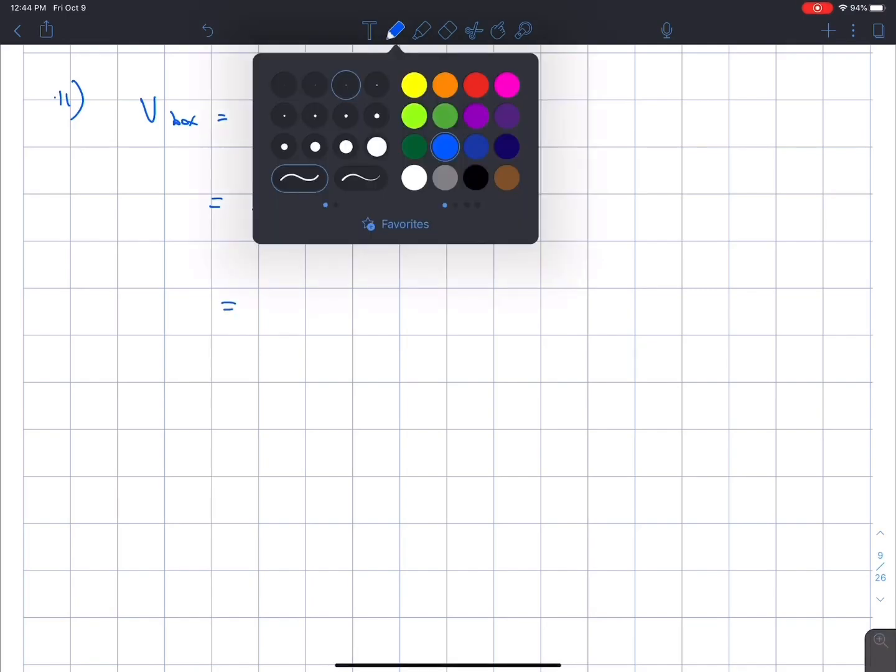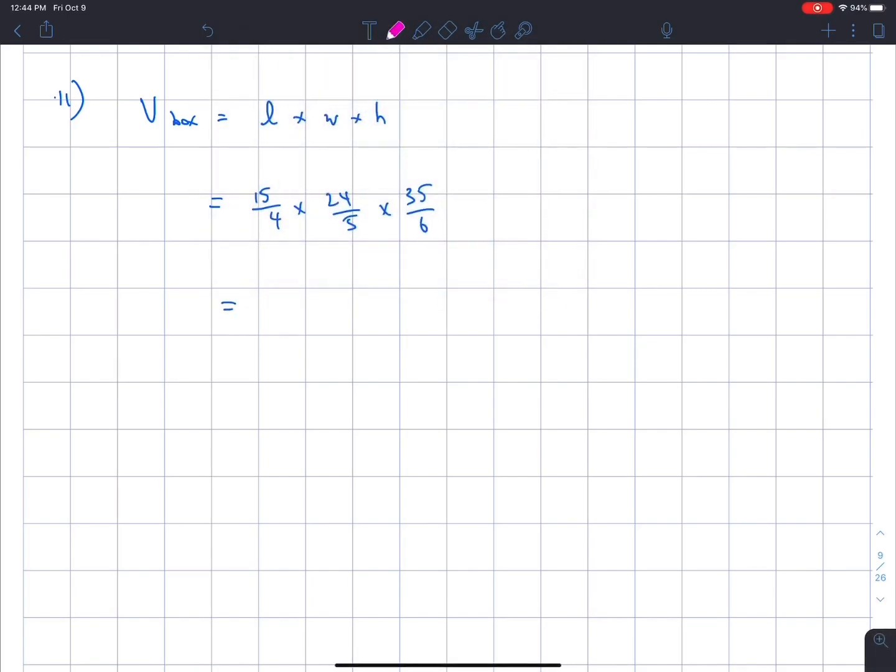I need to simplify before I multiply. Divide this by 2 to get 2, divide by 2 to get 12. Oh, I could have divided both of them by 4. Divide 4 by 4 to get 1, divide 24 by 4 to get 6. The 6s are exactly the same, so I can just cross them out. And then I can divide this by 5 to get 1, divide this by 5 to get 7.